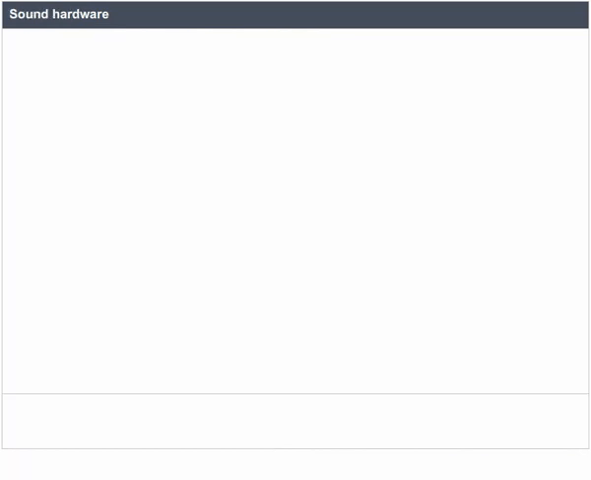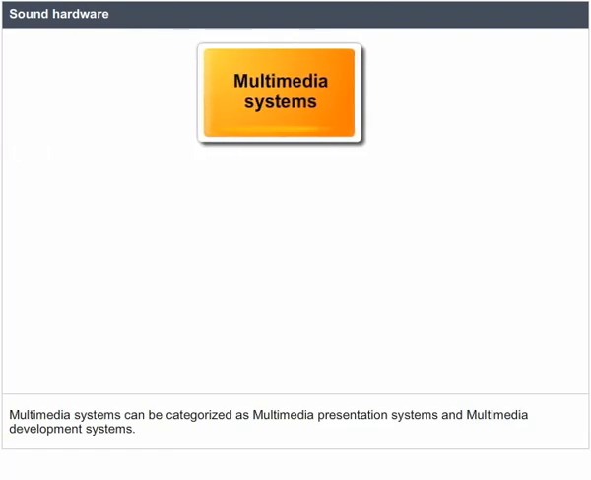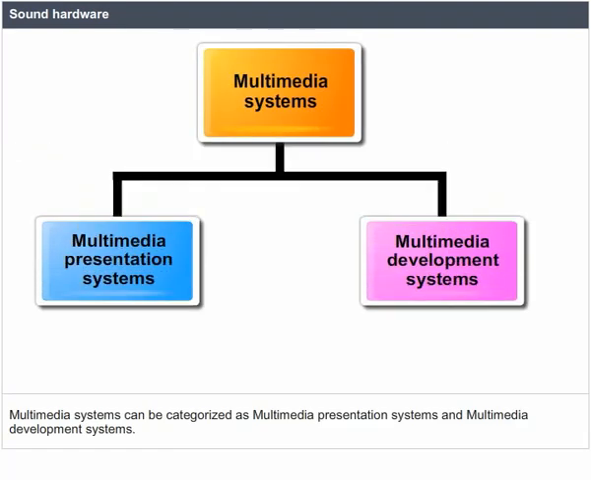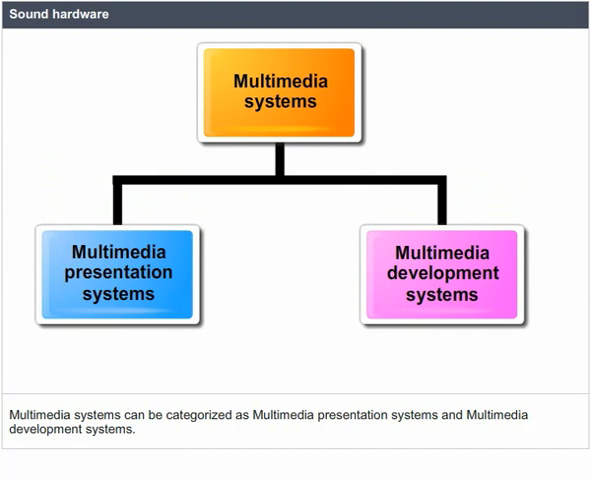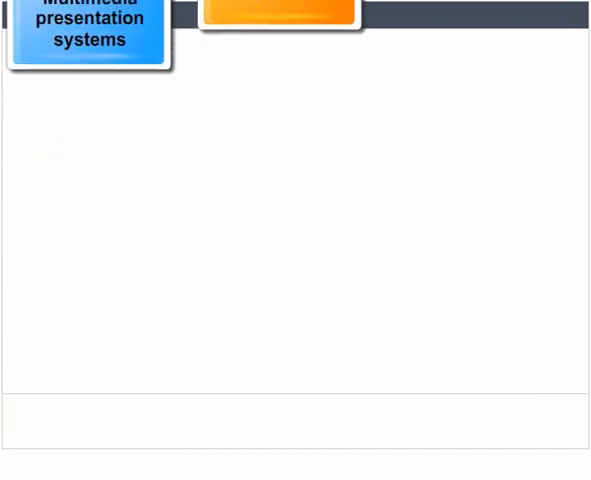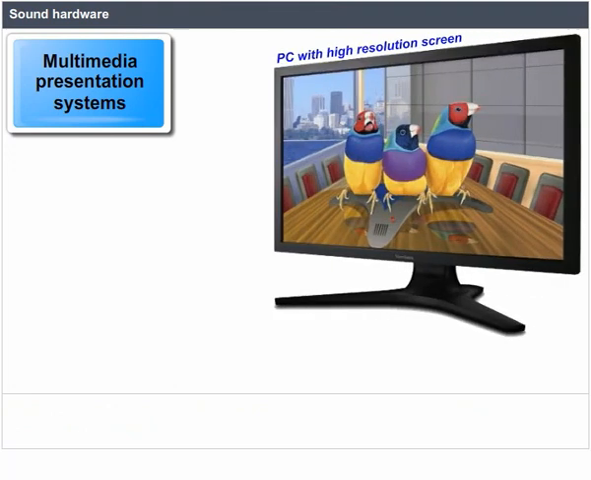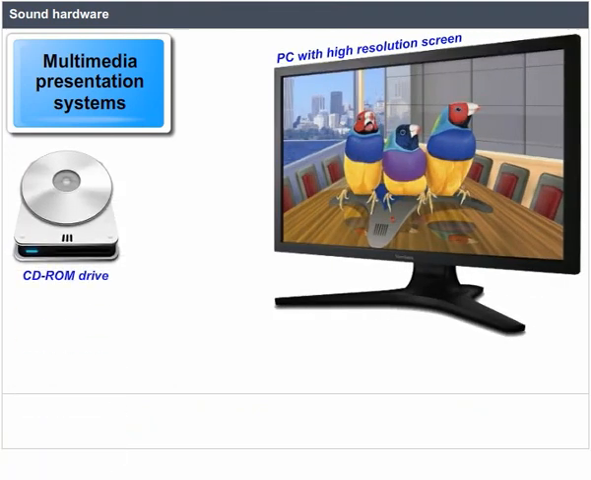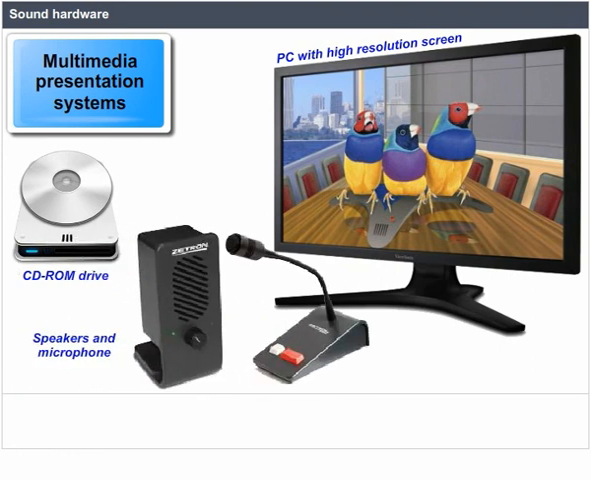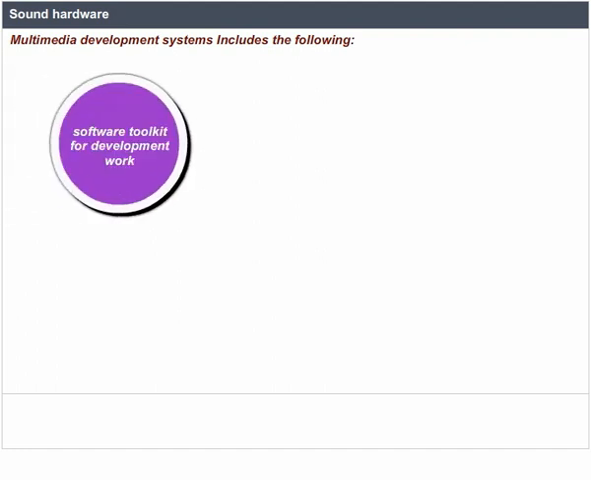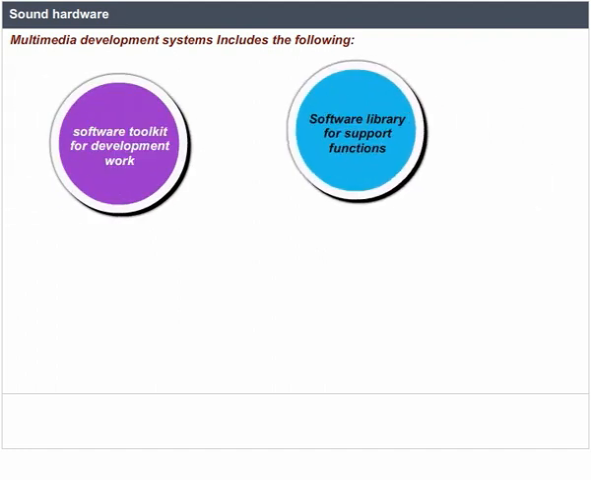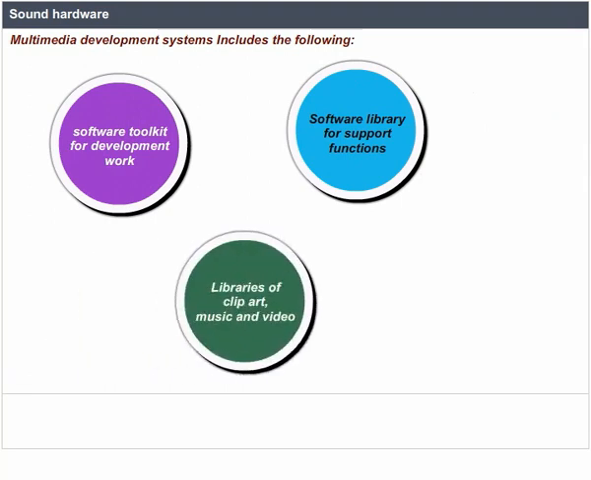Sound hardware. Multimedia systems can be categorized as multimedia presentation systems, multimedia development systems. Multimedia presentation systems. PC with high-resolution screen, CD-ROM drive, speakers and microphone. Multimedia development systems includes the following: software toolkit for development work, software library for support functions, libraries of clip art, music and video, related hardware.